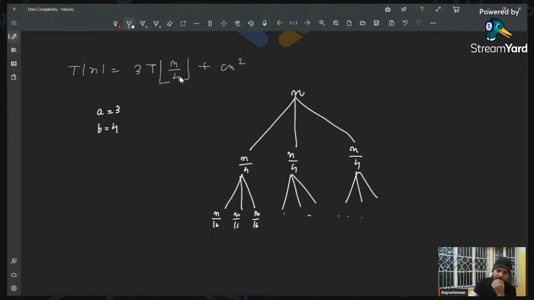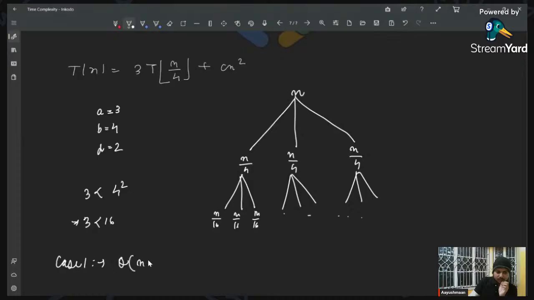If you want to get time complexity using Master's theorem, we have a equals to 3, b equals to 4, d equals to 2. Now b to the power d is 4 to the power 2, that is 16, and a is 3. So 3 is of course less than 16. So which case of Master's theorem will be applied? That will be case 1 of Master's theorem, right?